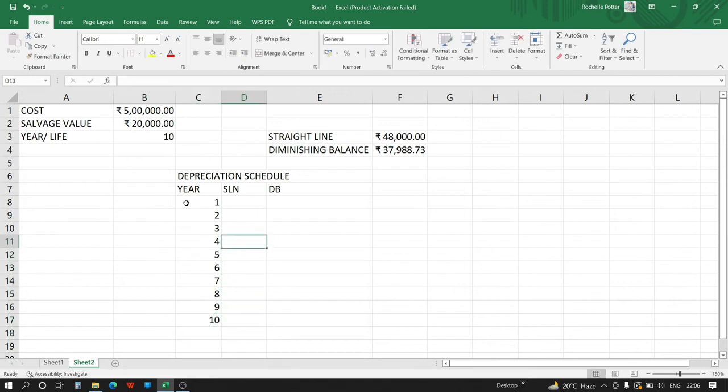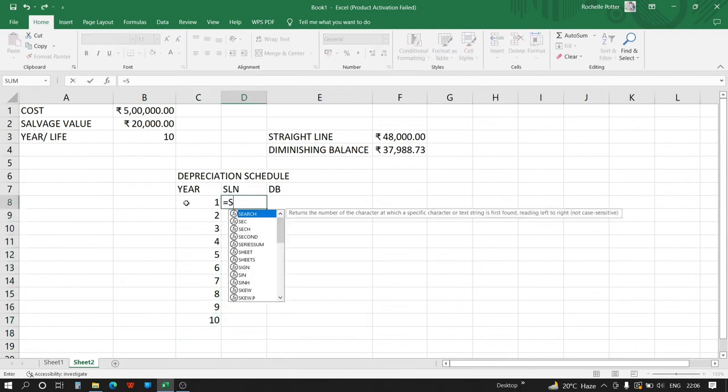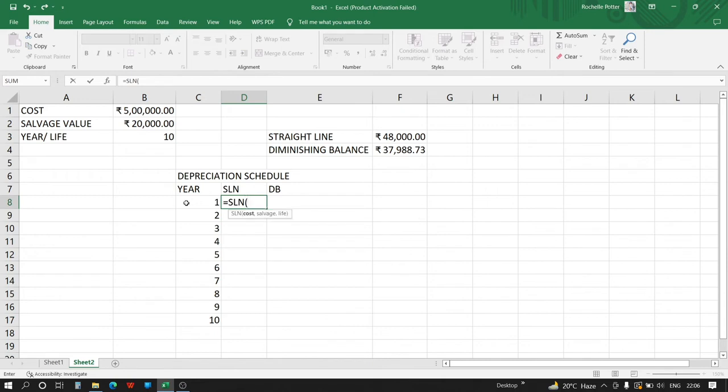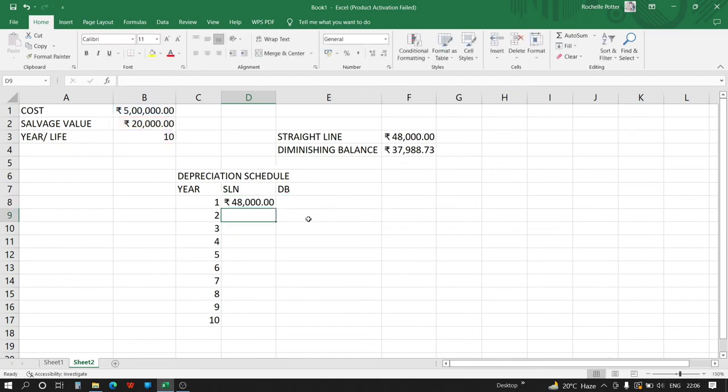Okay, now we'll calculate. SLN, we know, is equals to SLN. Now cost, comma salvage value, comma life, bracket close. Now one thing we have to do is calculate it for 10 years, and we know SLN will remain the same. So we'll fix the value by F4 key. Function plus F4 we'll get the dollar sign. This function is now fixed. And I'll just drag it.